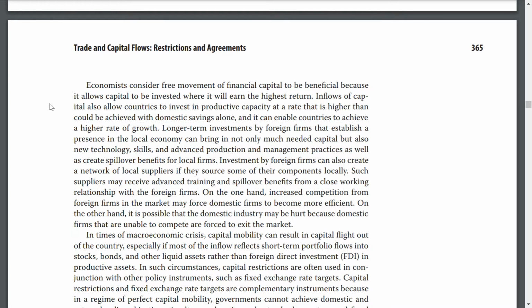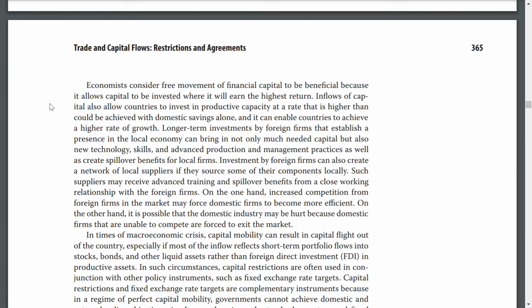Long-term investment by foreign firms can establish a presence in the local economy and can bring not only much-needed capital, but also new technology, skills, and advanced production and management practices, as well as creative spillover benefits for local firms. Investment by foreign firms can also create a network of local suppliers if they source some of their components locally, such that suppliers may receive advanced training and spillover benefits from a close working relationship with the foreign firm.